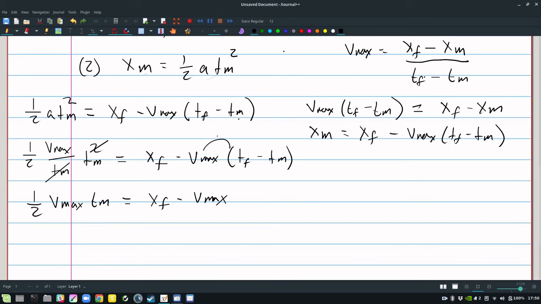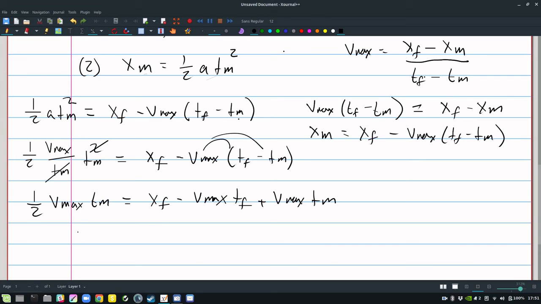I'm now going to distribute this v max like that. So v max tf plus v max tm. Why is that last term positive? Because it's two negatives, so negative v max times negative tm is positive tm. Now what do we want to do? We want to get all the v maxes together, factor the v max, and then try to solve for v max.